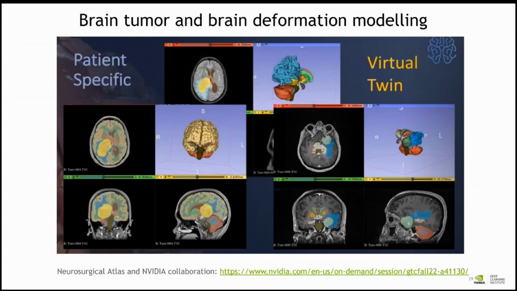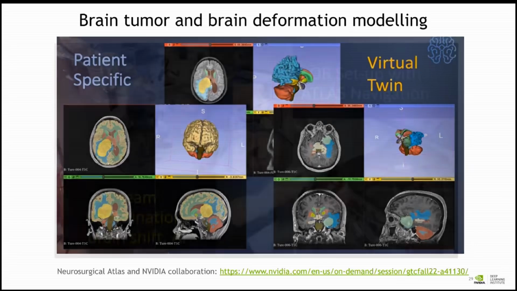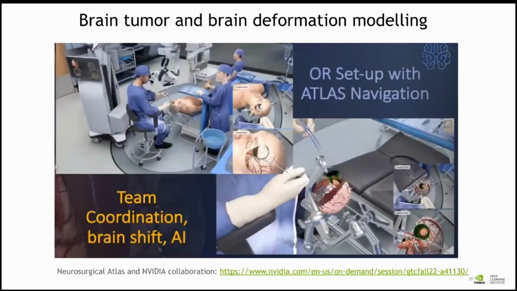And this is only a portion of the project, because the idea was also to create the digital twin of the operating room and create the segmentation, the patient-specific segmentation, and then register that into an atlas, so you can plan the surgery and do less harm to the patient.